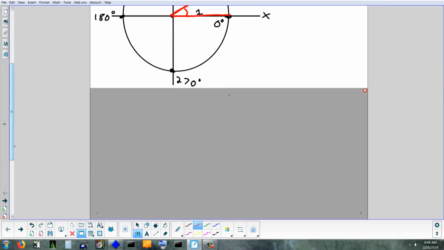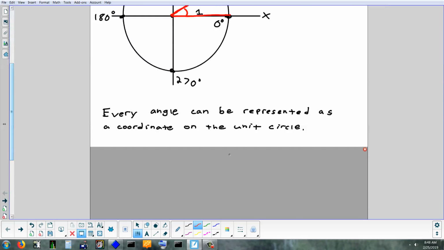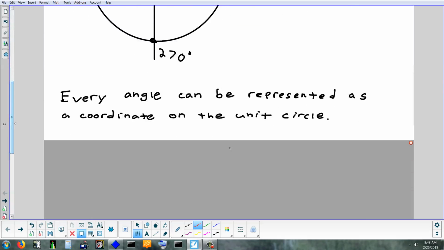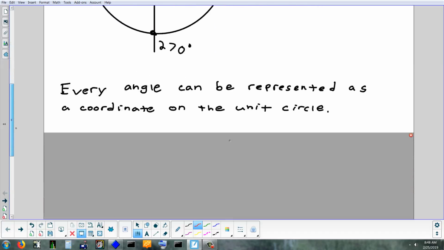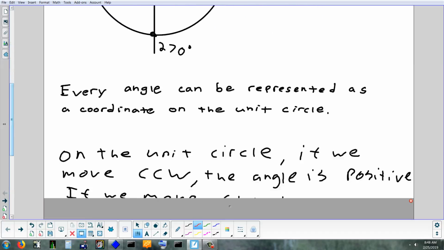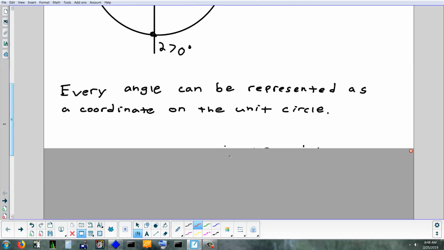And I think I wrote that all out, but if you understand what I just said, you don't need to write this. But every angle that you draw in red inside that circle can be represented as a coordinate. And that's basically what I just explained.